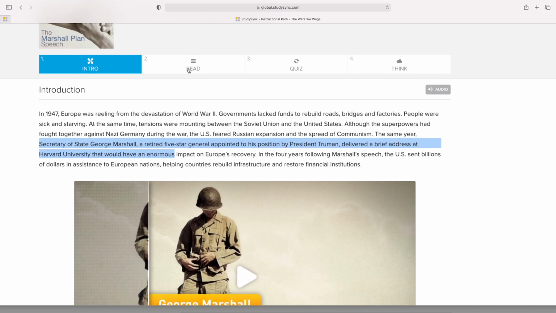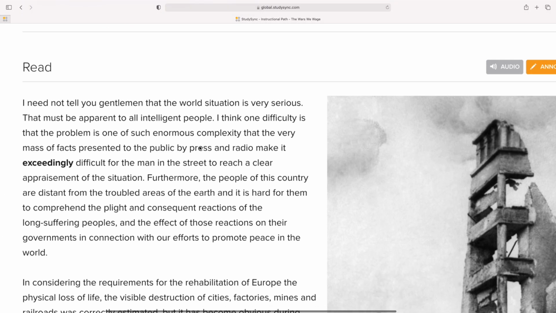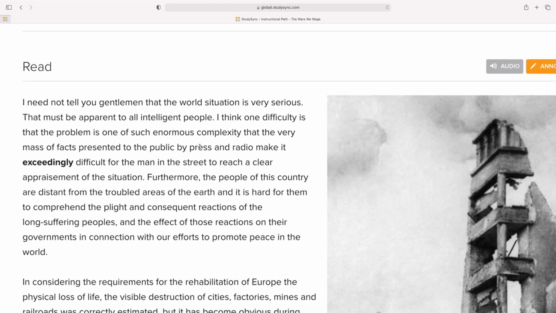So the Marshall Plan is a speech, a plan given by George Marshall in order to help European countries. This is the script of the speech: introduction, body parts, and then conclusion.